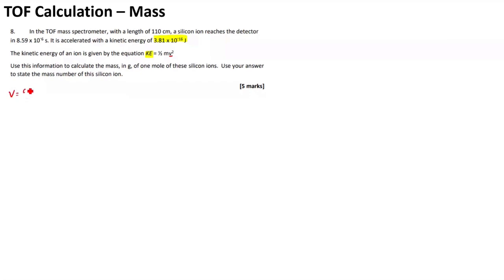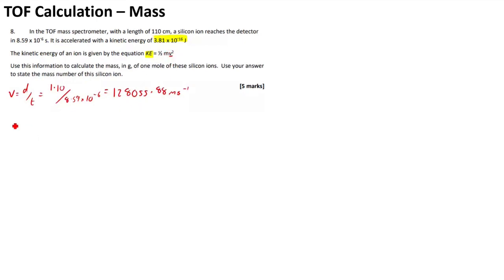So velocity is distance over time. Our distance is 110 centimeters. We need it in meters. So first thing to do, convert that into meters. 1.1 meters, divide it by the time, and your velocity should come out as, again, in the range of 100,000 odd. I'm going to go to more decimal places or more significant figures than the question. Again, everything in the question is 3 significant figures. I'll go to, in this case, 8. So now I've got velocity.